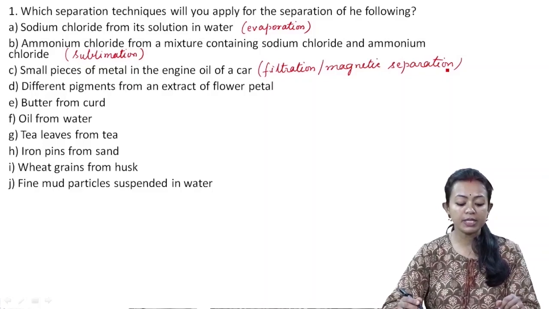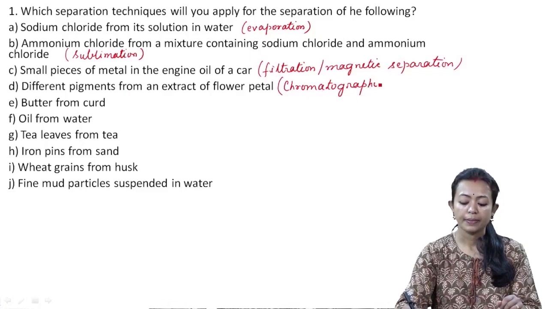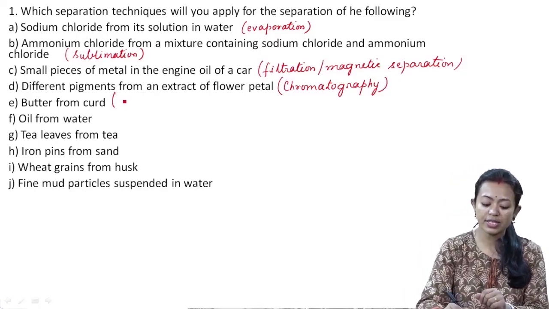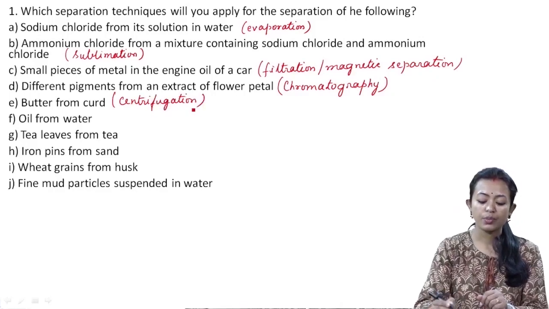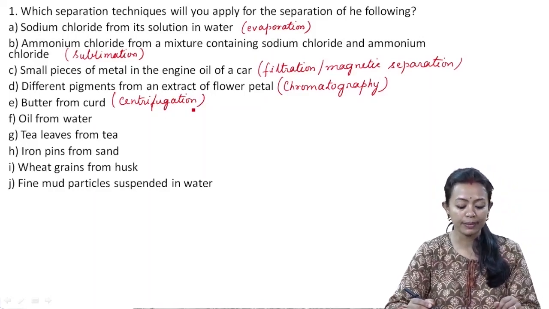Next, different pigments from an extract of flower petal. How would you do it? See, it's a flower petal, so there are colors involved, and we would do it through chromatography. Alright, butter from cream. Oh, we had already discussed it. This is through centrifugation. Why centrifugation? Because we know a colloid can be separated through centrifugation only.